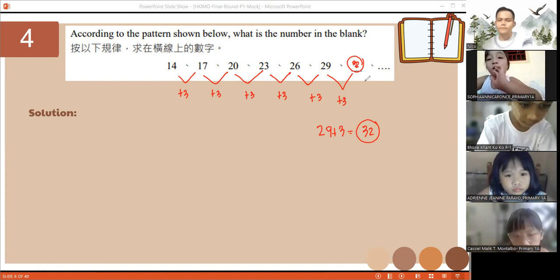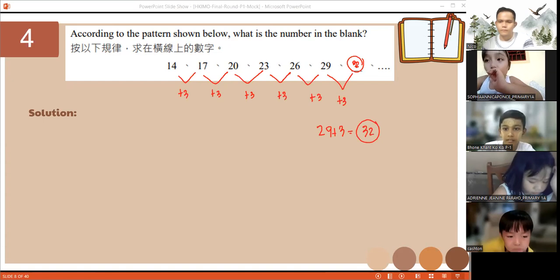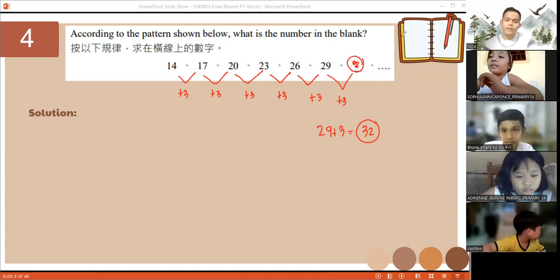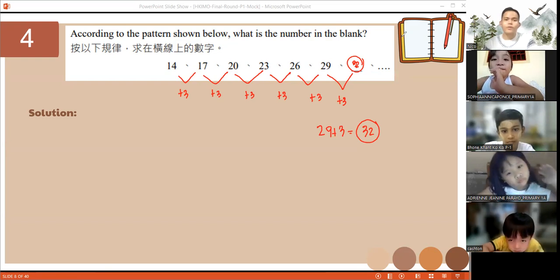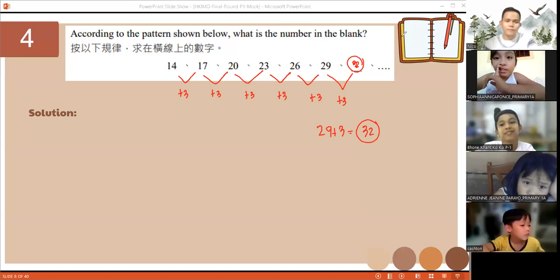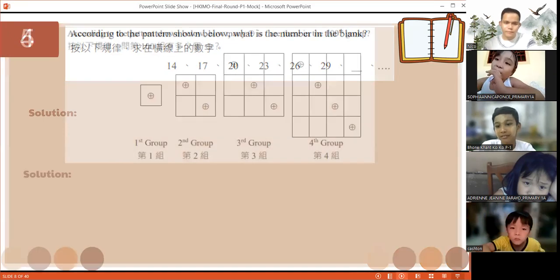Okay? Okay, very good. So let's go to the next question. Hopefully you mastered all your addition and subtraction so that on your primary 2, you're ready now with your multiplication and division. Okay? Let's have number 5.